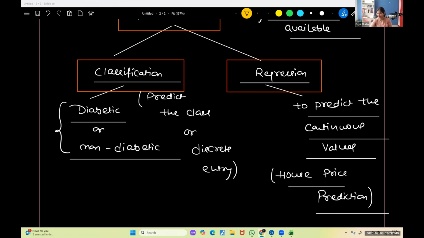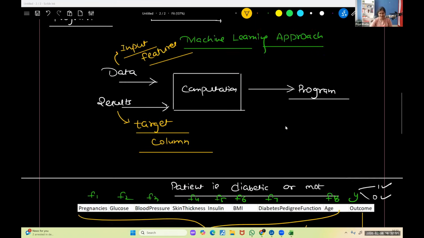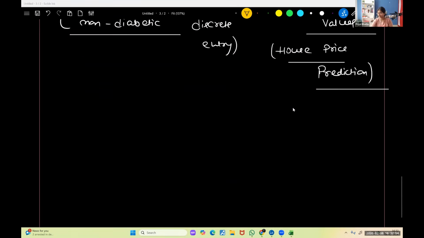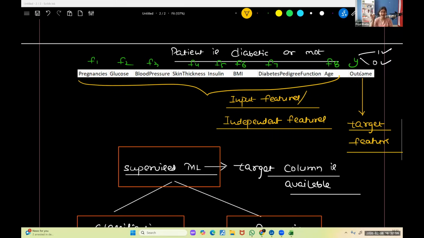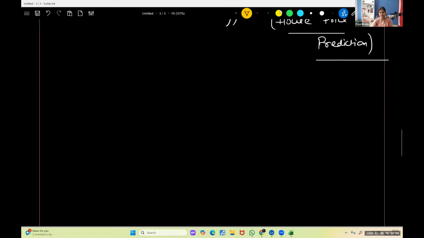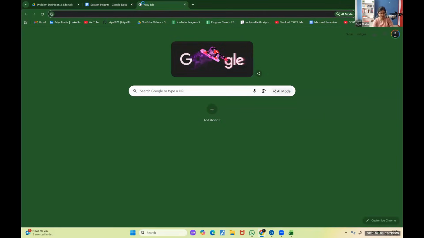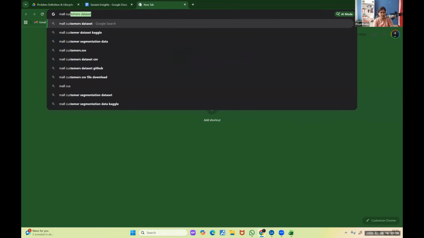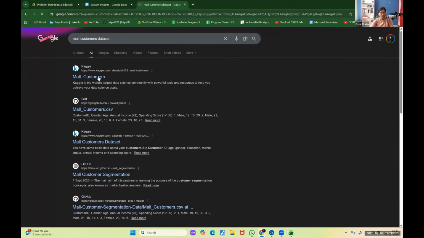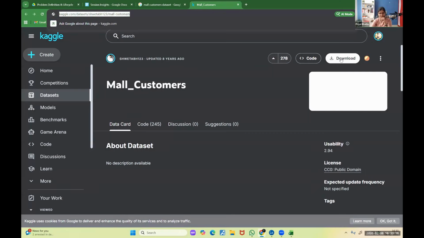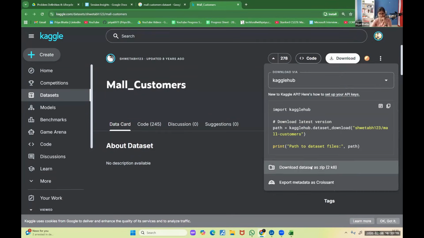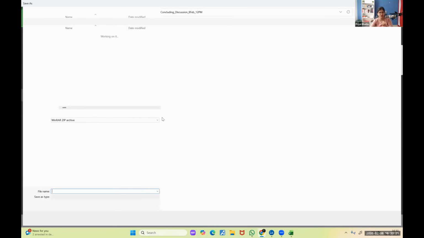So now we will understand that this is the supervised part, but it could be a case where we don't have labeled data. We don't have the target feature or target column available. So there is another category. For example, there is a very famous dataset called the mall customers dataset. Let me download this specific data and showcase it to you.